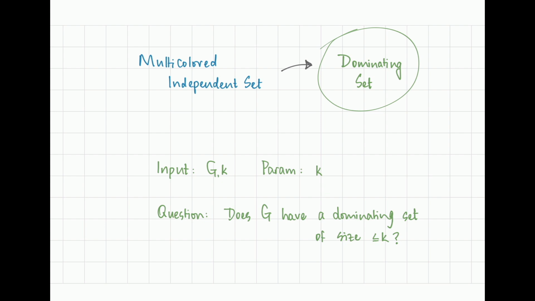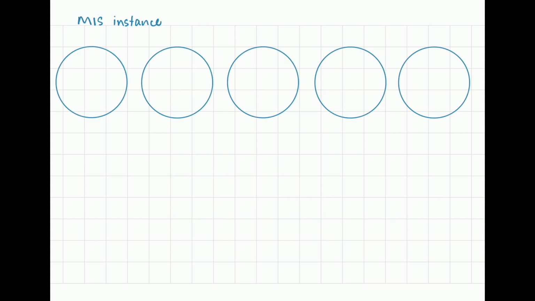And the question is if G has a dominating set of size at most k. So we're going to start off, as we always do for reductions, with an instance of multicolored independent set. And let's just say that these are the color classes here. For convenience, I'm going to work with 5 color classes. You can just imagine that in general you will of course be working with V1 through Vk.